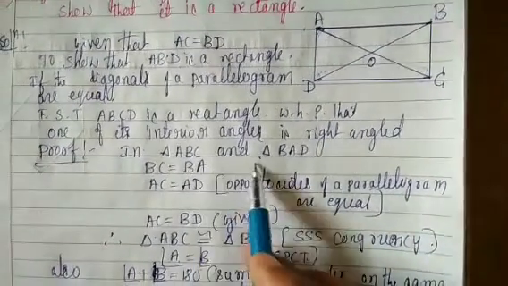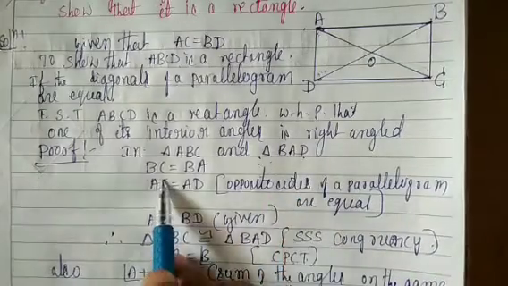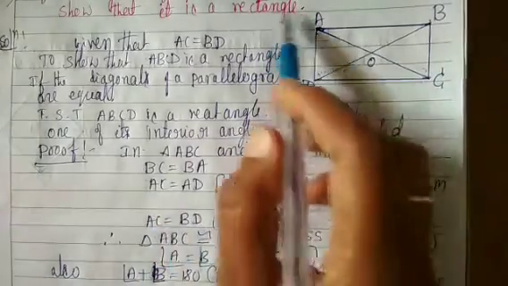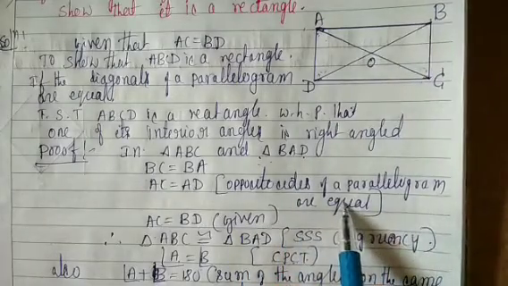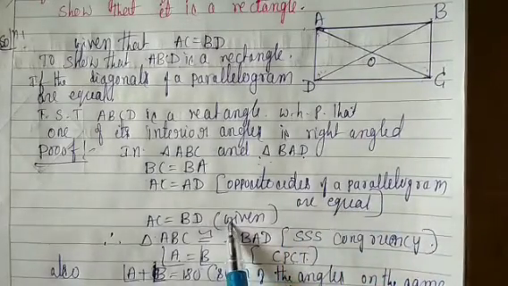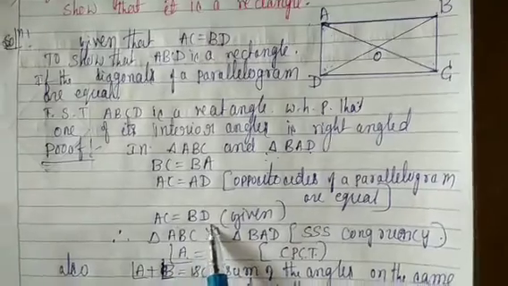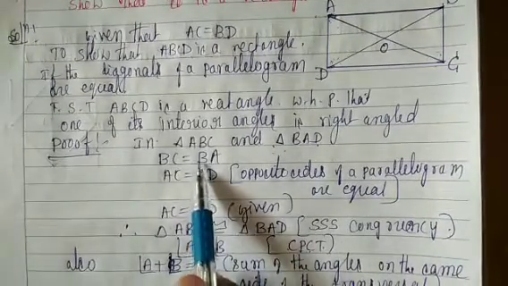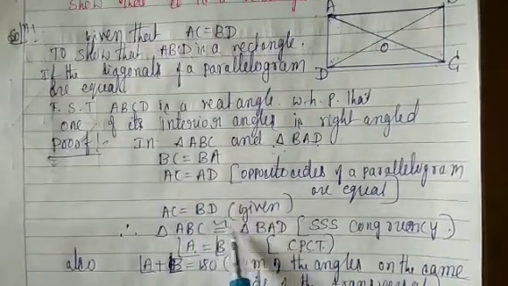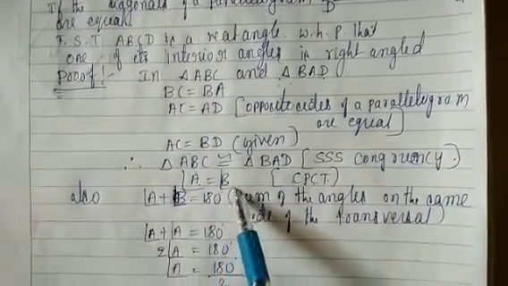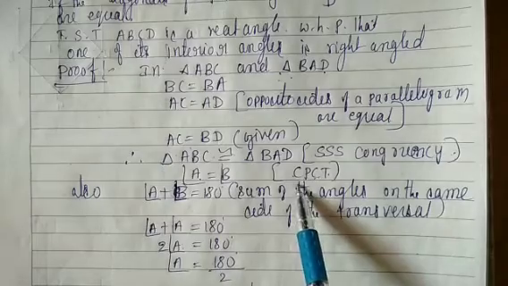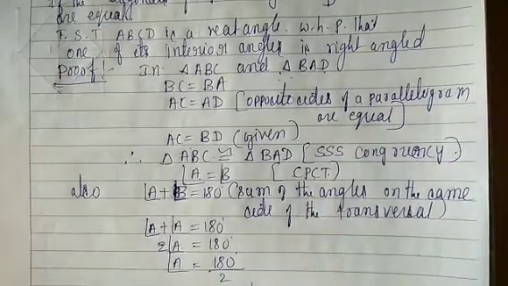Once again, this is the proof. Triangle ABC and triangle BAD. BC is equal to BA. AC is equal to AD. Opposite sides of a parallelogram are equal. What is the given in the statement? AC is equal to BD, given. Therefore, triangle ABC is congruent to triangle BAD, by congruency. Angle A is equal to angle B, corresponding parts of congruent triangles.